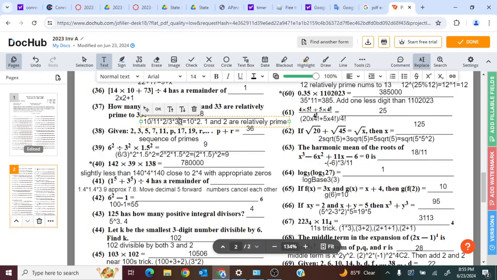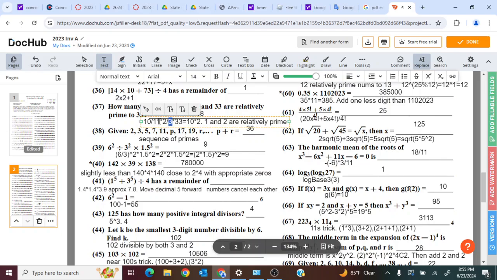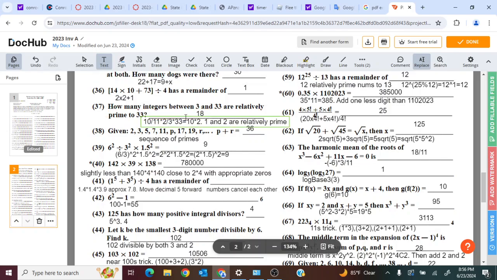Since every prime divisor only appears once, you can basically cancel out this 3 and this 11 to just get 10 times 2 is equal to 20. And then 1 and 2 are relatively prime because, if you don't know what relatively prime means, it basically means the only common factor between them is 1. So 33 is not divisible by 2, and 1 is relatively prime to everything. So 20 minus 2 is 18.